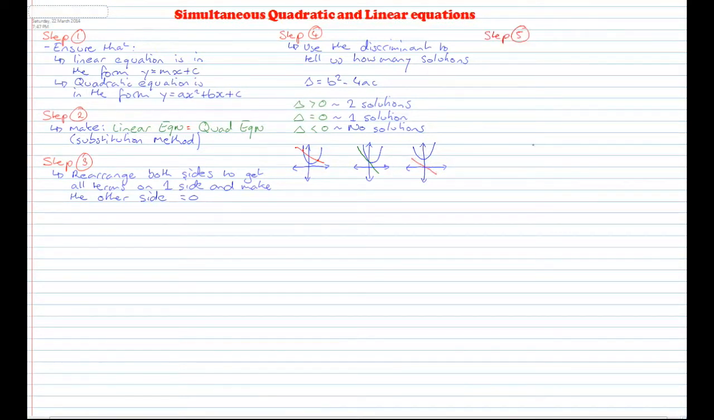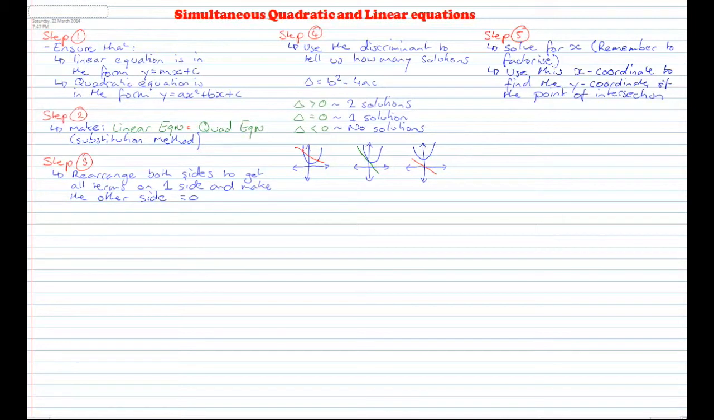Now step 5 is to go through and solve for x. Remember to factorize if you've got two different types of x, as an x squared and an x. Once you've got this x coordinate, you can substitute that back into either one of the functions and find the y coordinate. This will actually tell you the point of intersection.